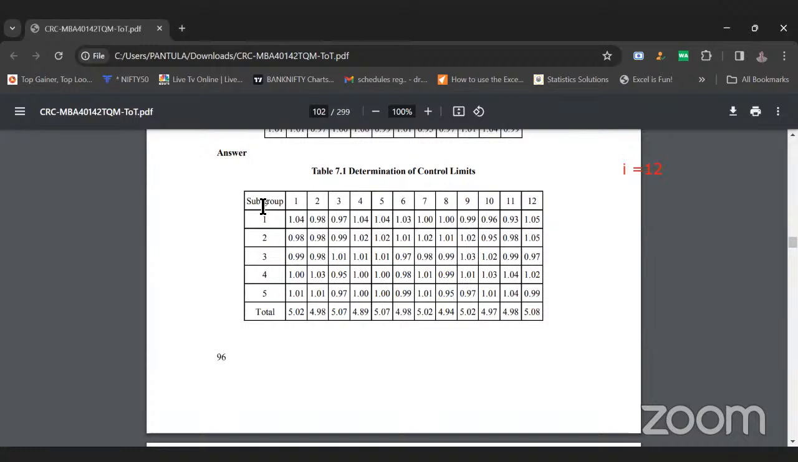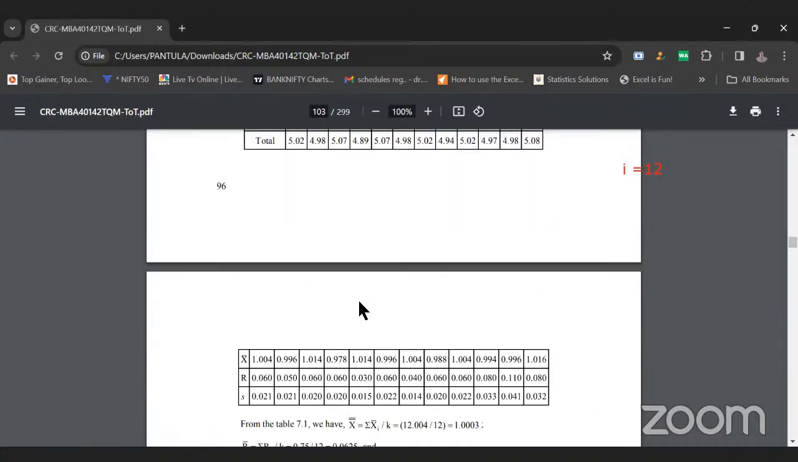So we made the subgroup and we are totaling each sample: sample 1 total, sample 2 total, sample 3 total, up to sample 12 total. Individually, in the examination, you have to carry a statistical calculator or a calculator to total it, for fast calculation.